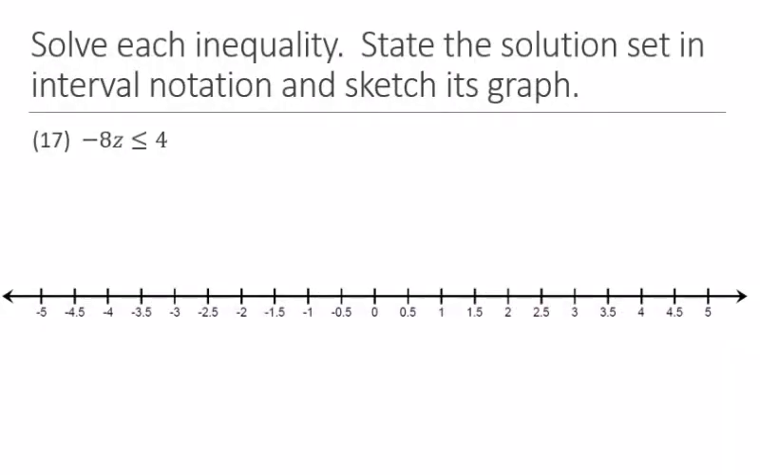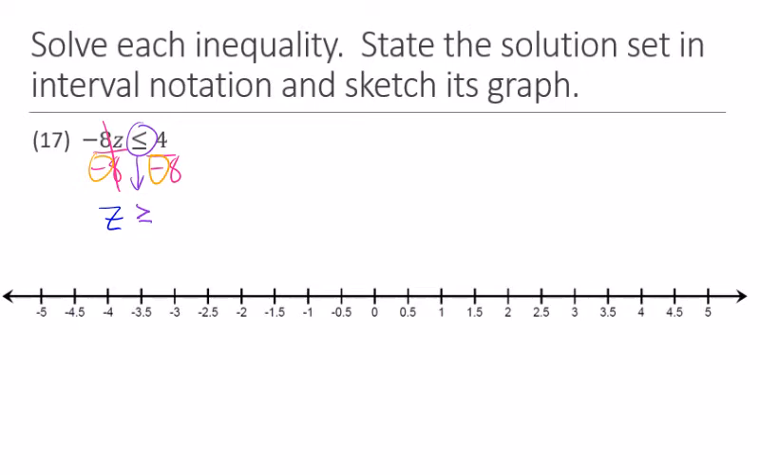All right, here's number 17. So we have negative 8z is less than or equal to 4. So just like before, if I want to get z by itself, I would divide both sides by negative 8. And so I get z. But remember, one thing here is when we divide by a negative or multiply by a negative, we have to flip the inequality around, right? So that less than or equal to is going to become a greater than or equal to.